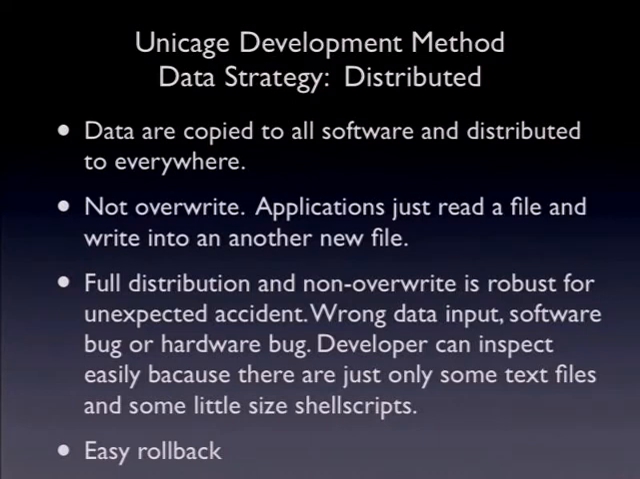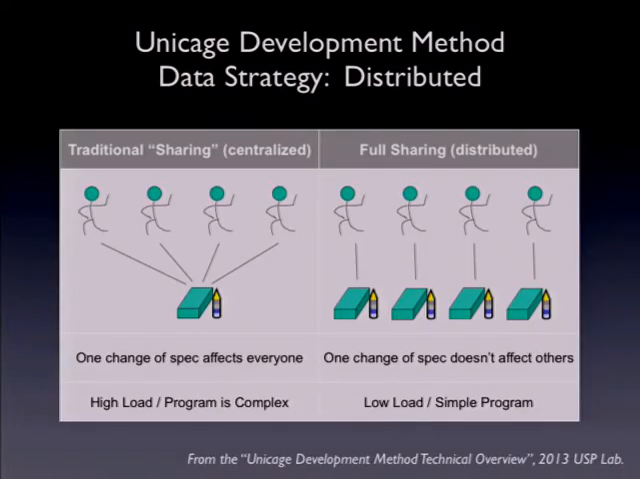So full distribution and no overwrite is robust for unexpected accidents: wrong data input, software bugs, hardware bugs. Then the developer can inspect easily because there are only text files. And this realizes easy rollback. This is the image of distribution and full sharing. The data are the same data, copied to all applications.